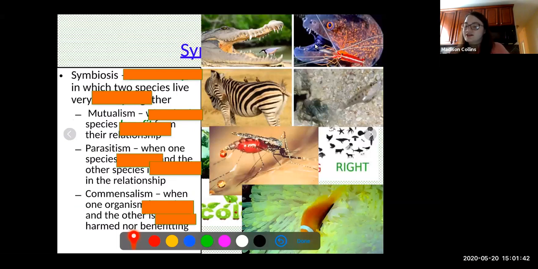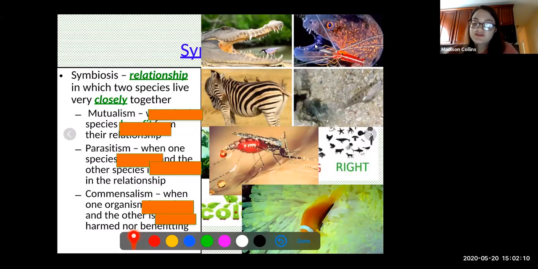All right. Now, here are some more examples of those relationships we talked about earlier. Okay, so symbiosis is a word we use to describe relationships between species, relationships in which two species live very closely together. Sometimes these are helpful, sometimes these are bad, and sometimes they don't really have any effect at all. But regardless, with symbiosis, we're talking about organisms that live very closely together.